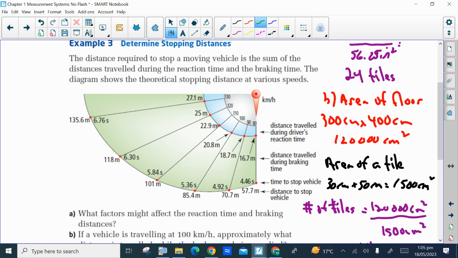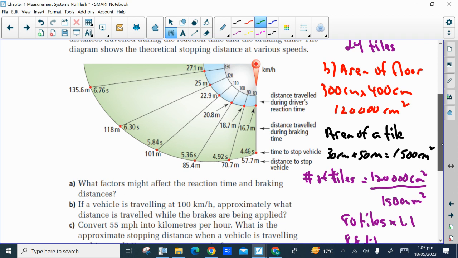So the first part of the graph, the 20.8, is just the reaction time. The total distance to stop is 85.4. The difference between those two will be the actual distance traveled during braking time, which is what we're asked to find.